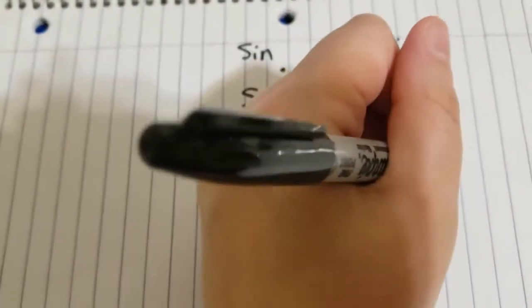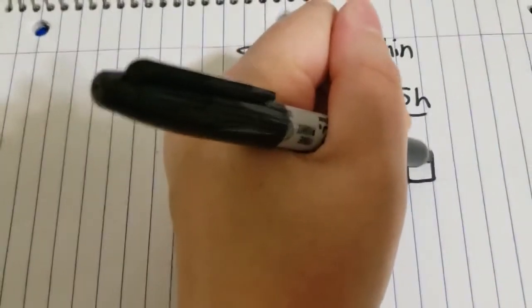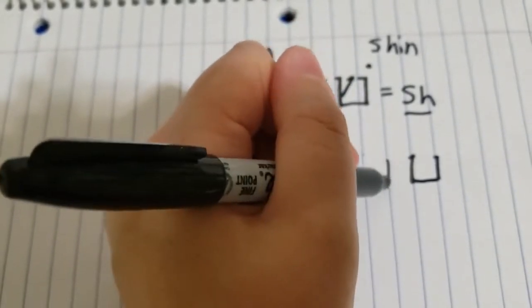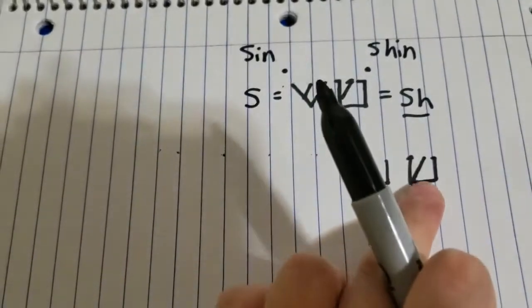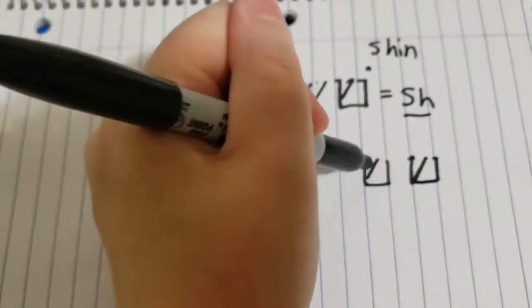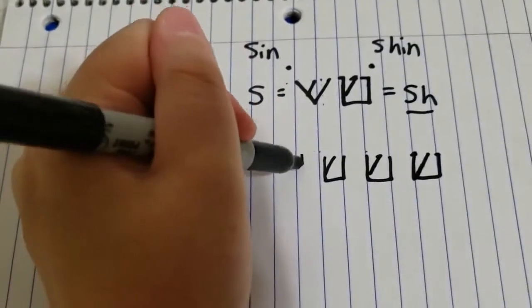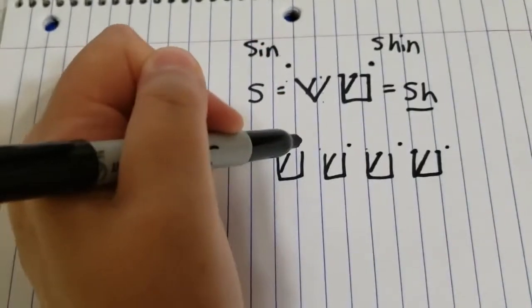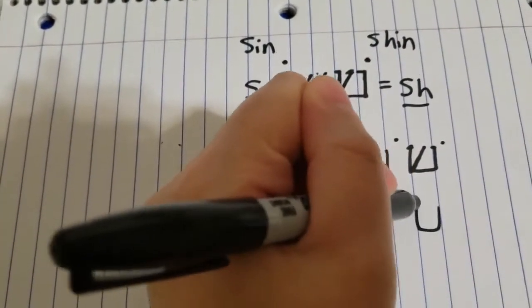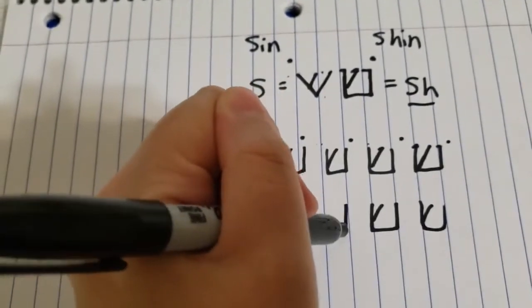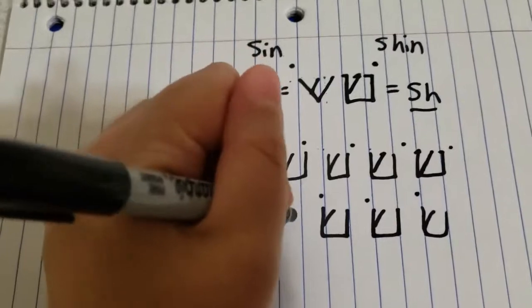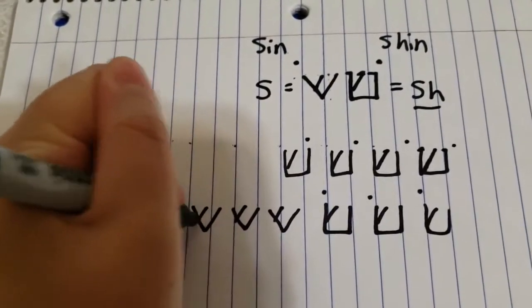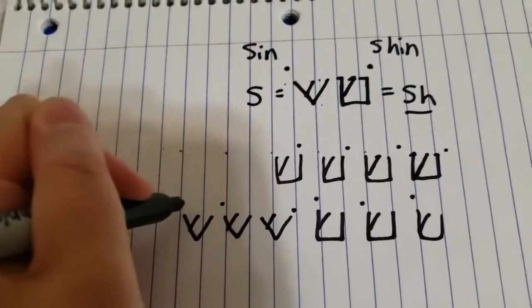Okay, so let's write it down. You make like a square. And then you have this little beginning where you begin it. You don't just make it like this. You could, but a lot of times we add this little line. And then this line comes from the left. Shin. Let's do Sin. Same thing. We just put the dot on the other side and that's going to make it a sin. You could also do the triangle. Both of them are acceptable. Shin, sin.